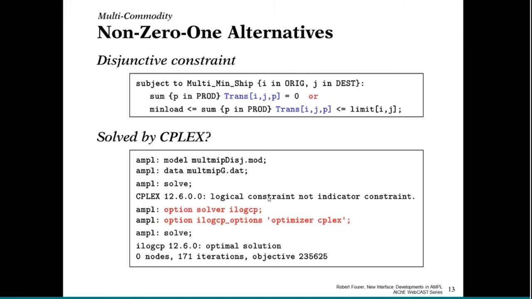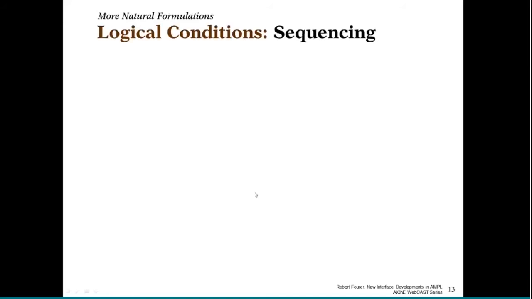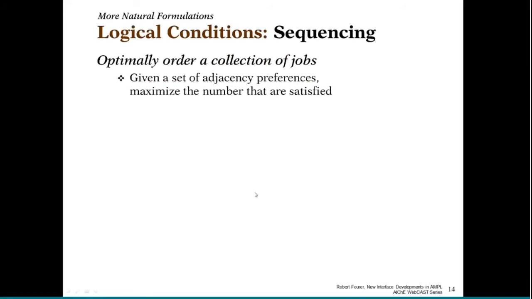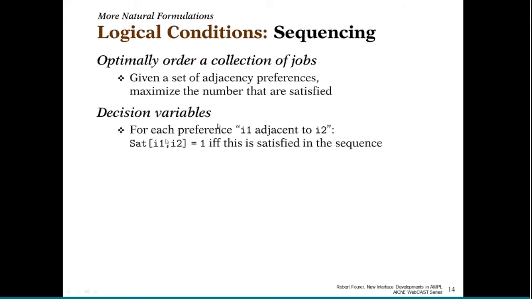Okay. So now, what about this ILOG CP? That actually can handle much more general sorts of constraints. So I made up this example where you optimally order. The idea is you have this collection of jobs and a set of adjacency preferences, and you want to satisfy as many as possible. And your decision variables are, there's these variables that are 1 if and only if a certain pair is actually adjacent. So this tells me how many of the adjacency requirements are satisfied.